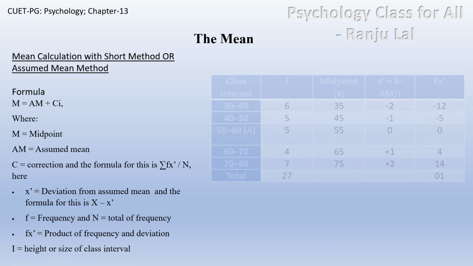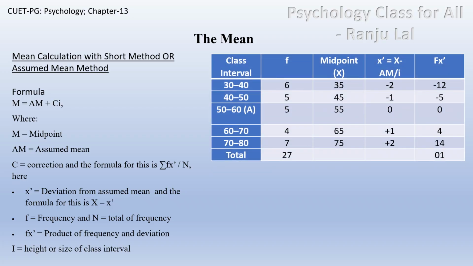Let's say we measured the anxiety level of a group of students, scored out of 100. Now we'll calculate the mean from this data with the help of the assumed mean method. At first we'll start with calculating the midpoint of each class interval in the third column. After that we'll find the assumed mean. Here the assumed mean is 55.